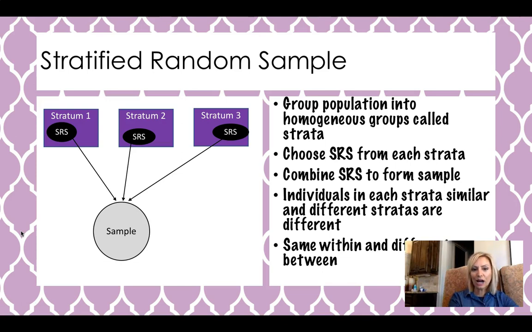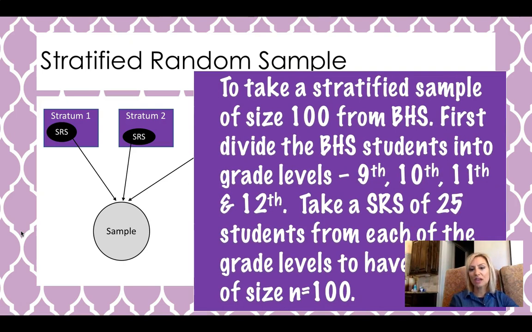Well, at a high school, our population is already broken into homogeneous groups by grade level. So if we were trying to take a stratified random sample from a population, we could do this based on grade level. So to take a stratified sample of size 100 from our population at Boerne High School, we could first divide the BHS students into grade levels, 9th, 10th, 11th, and 12th.